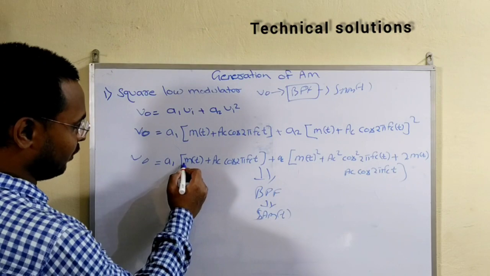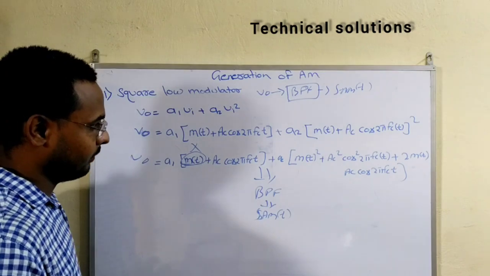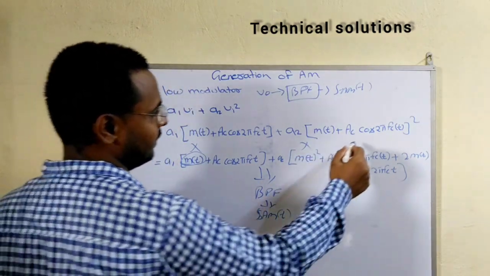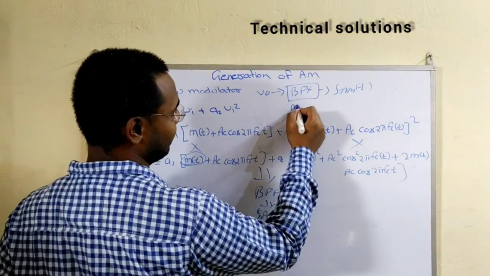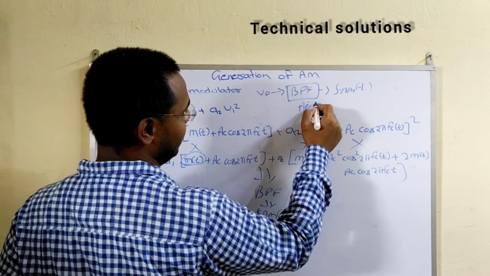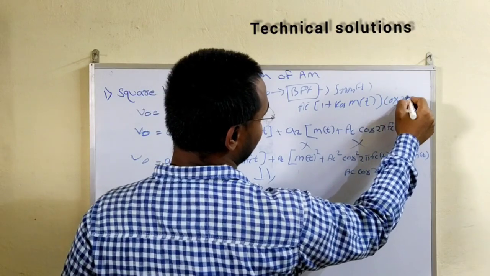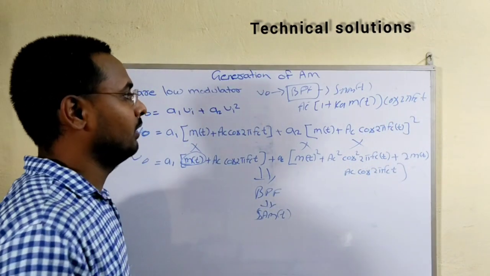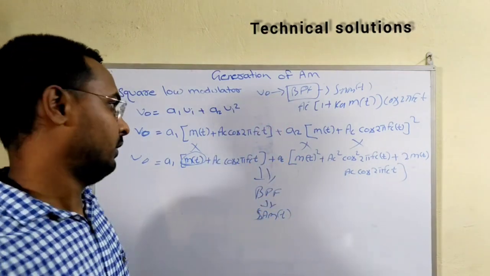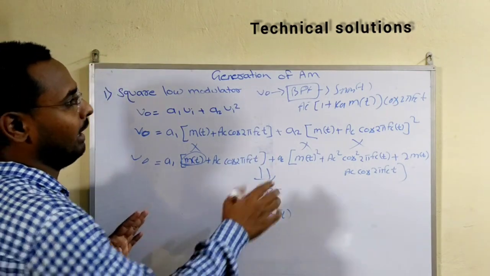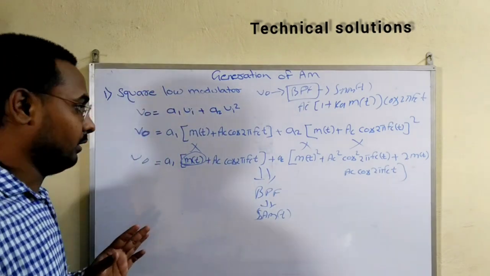This is a pure DC term. The band pass filter rejects this. This is the square term, also rejected. This is also rejected. Why? Because the general expression of Am is AC (1 plus Kmt) cos 2 pi Fct. It means we want only our carrier frequency and our message frequency. All the other terms will be rejected by the band pass filter. This is the main role of the band pass filter in this architecture.